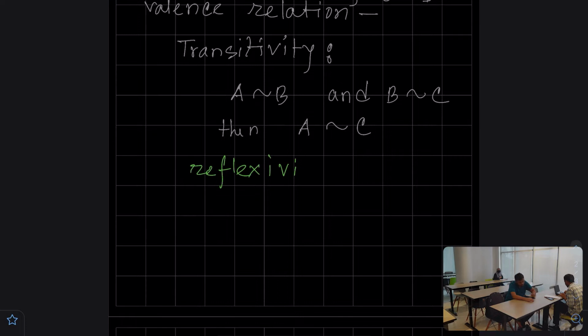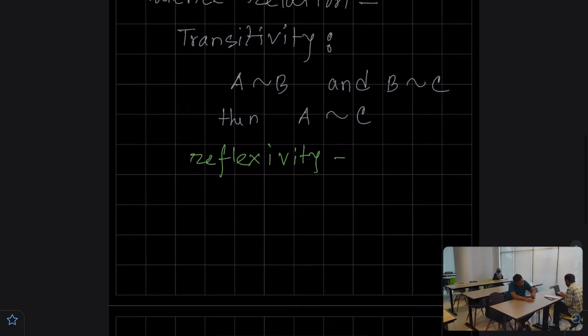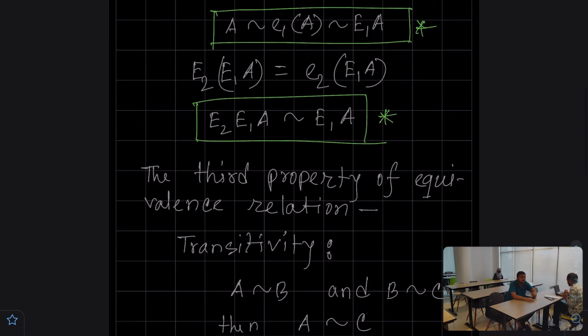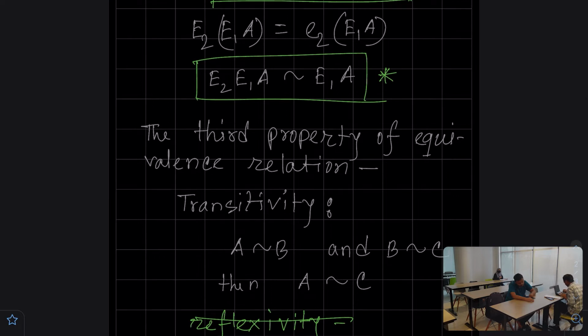Reflexivity is the same. No, it is not actually reflexivity. It is symmetry. Symmetry is saying that if A is equivalent to B, then B is equivalent to A. So that's why we don't need to write it in terms of E1A is equivalent to E2 E1, but you can definitely write that. So then the UPI can apply. For your convenience, I can write it like E1A is equivalent to E2 E1A.